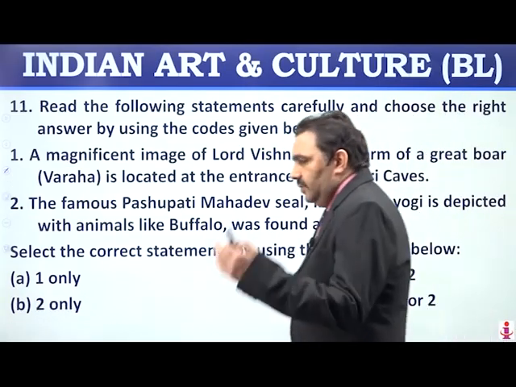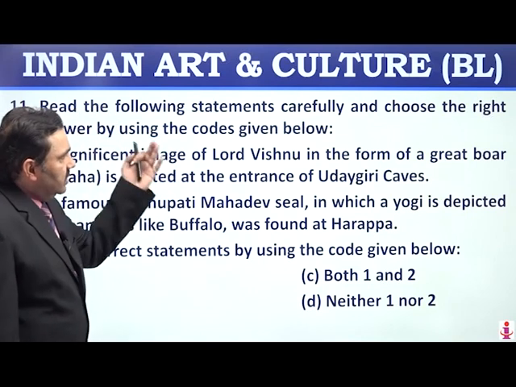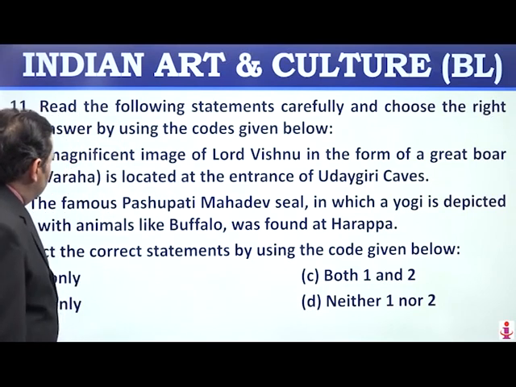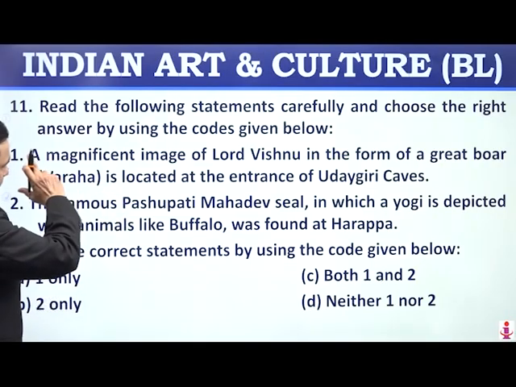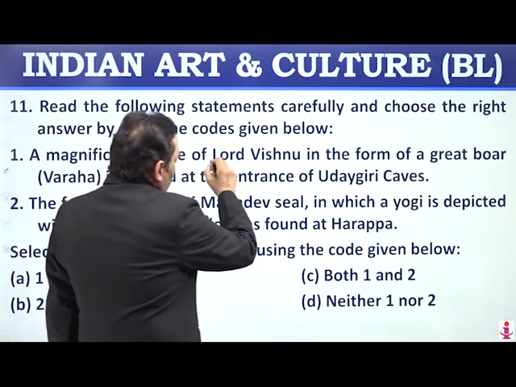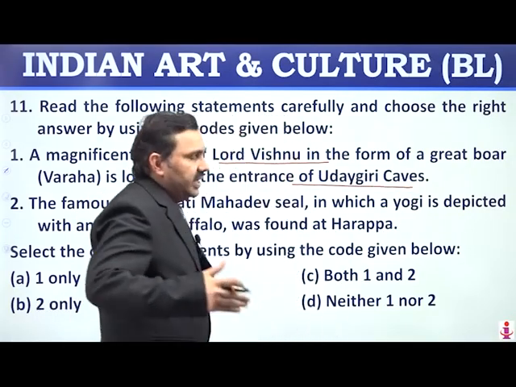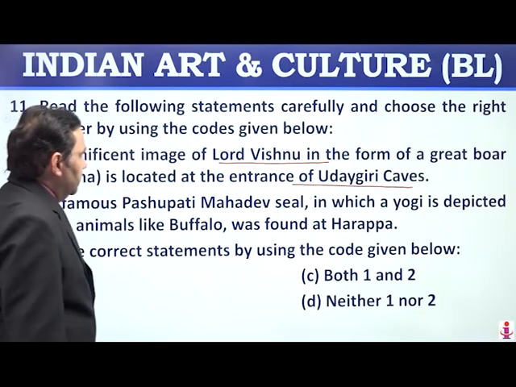Question number 11. Read the following statements carefully and answer the question on the basis of the statements given below. A magnificent image of Lord Vishnu in the form of great boar or Varaha, wild pig, is found in front of Udayagiri caves. Correct?